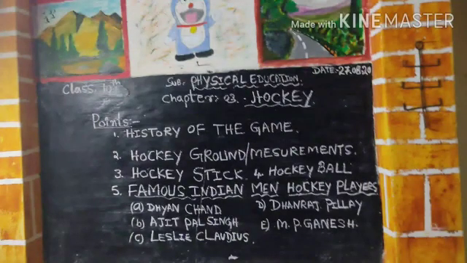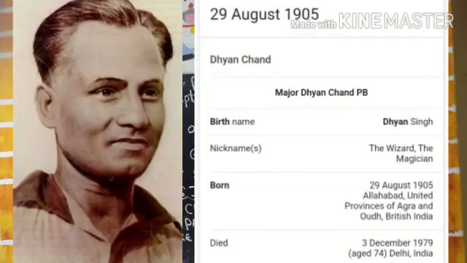Next, I explain the main hockey players, famous Indian hockey players. So first one is Major Dhyanchand PB. Birth name Dhyan Singh. Nickname the Wizard or the Magician. Born on 29th August 1905 in Allahabad, United Provinces of Agra and Oudh, British India. Died 3rd December 1979, Delhi, India.